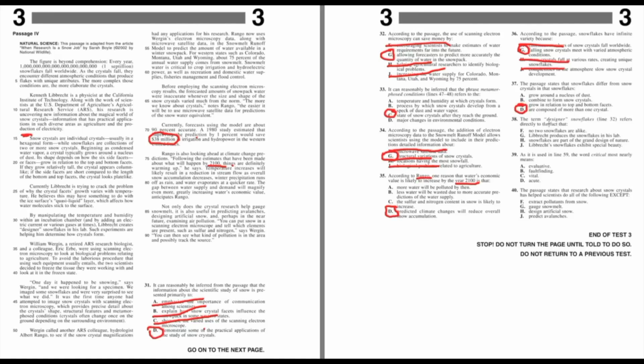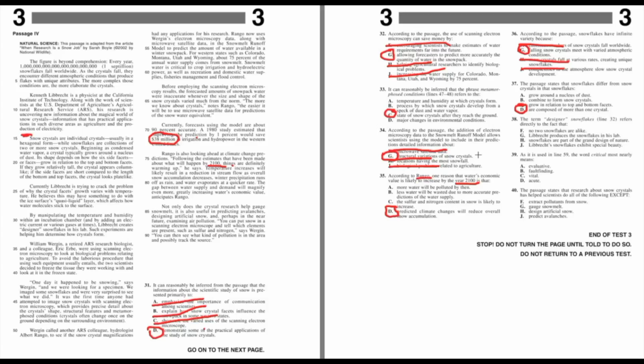So that's our answer. Now going to 38, the term designer snowflakes, line 32, refers to the fact that, so let's go to line 32, get some context. It talks about how Libbrecht created designer snowflakes in his lab by manipulating the temperature and the humidity in which they develop.